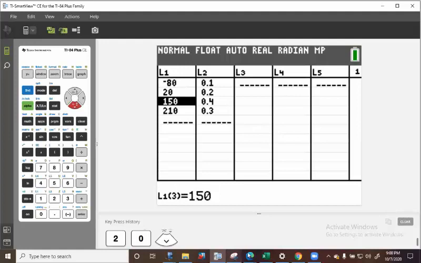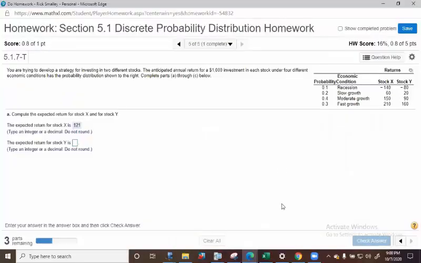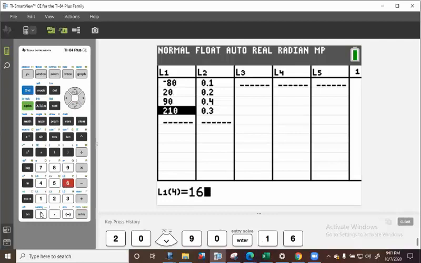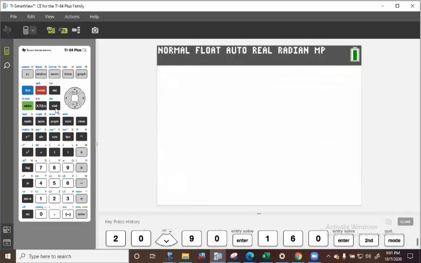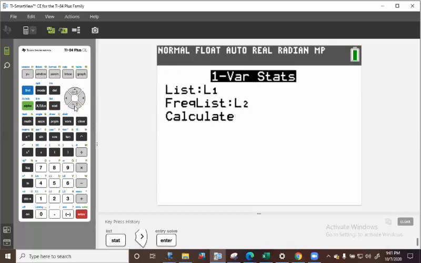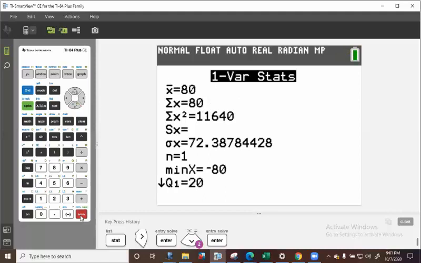And let's see the next two. 90 and 160. Be careful. Sometimes my eyes will drift over into that first column, so make sure we stay there. 90, 160. Enter. I'll go second, quit. Then I'll go stat, calc, one var stats again. The mean is 80.